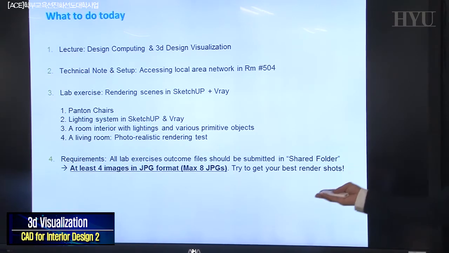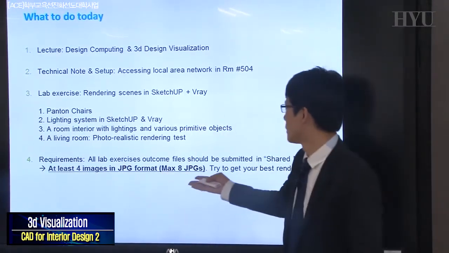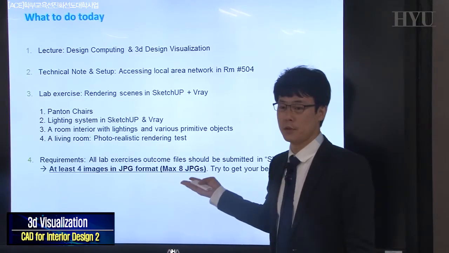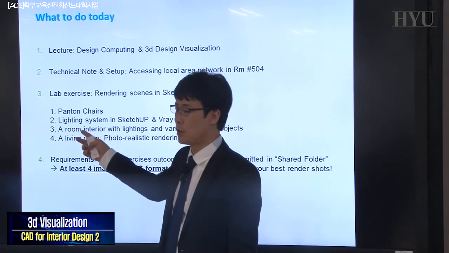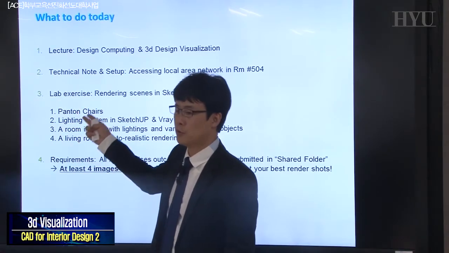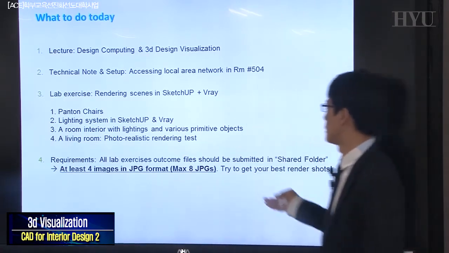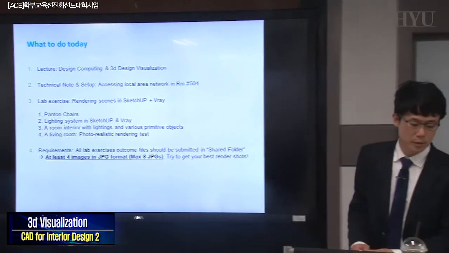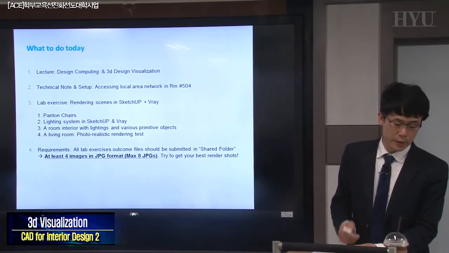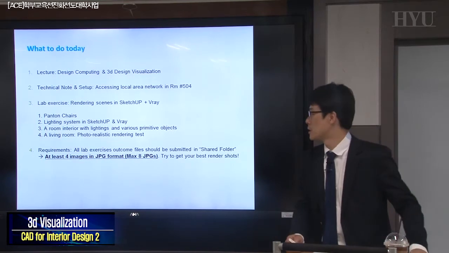So the requirements: at least 3 images in JPG format, maximum 6 JPGs, okay? At least 1 JPG for the final outcome, or you can submit 2 each, so total maximum 6. 3 to 6 rendered images. Try to get your best render shot. That's what you have to do for today's lab exercise.